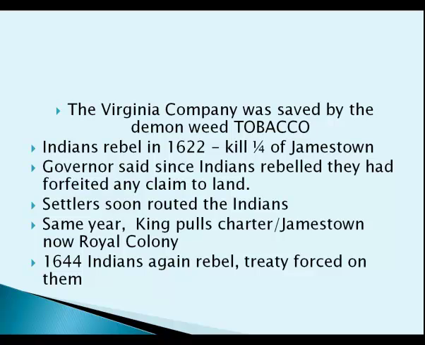But 20 years later, they're going to rebel again. This time a treaty is going to be forced on them and they're not going to come back. But in 1622, the king pulls the charter, totally. Now Jamestown is a royal colony. The Virginia Company no longer has any say.